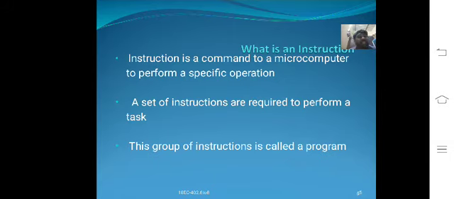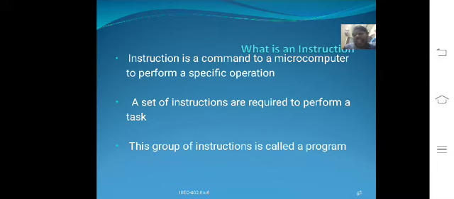The instruction is a command or rule or order to the microcomputer to perform a specific operation. A set of instructions are required to perform a task. That means if you want to execute one application in the microcontroller, it requires some set of rules or set of instructions.